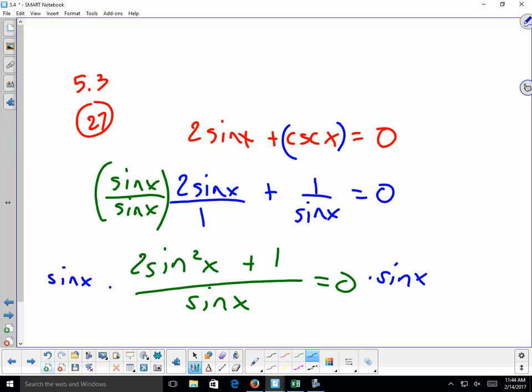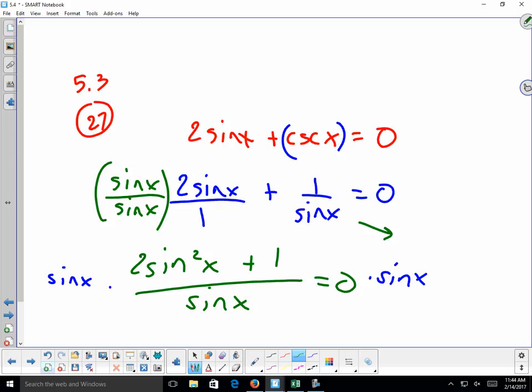I don't think you can factor 2 sine squared x plus 1. No, I just factored out a sine. How can you factor out a sine? There's no sine here. You know what I mean? Yes. I subtracted the 1 over the sine x and then multiplied by the inverse. So I subtracted 1 over sine x on both sides and multiplied by negative sine.